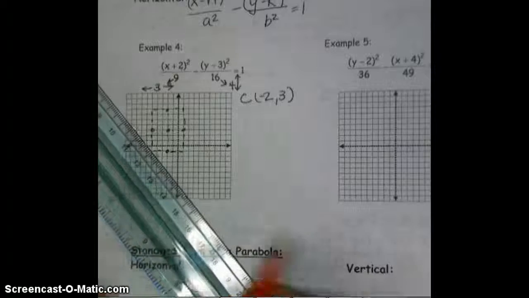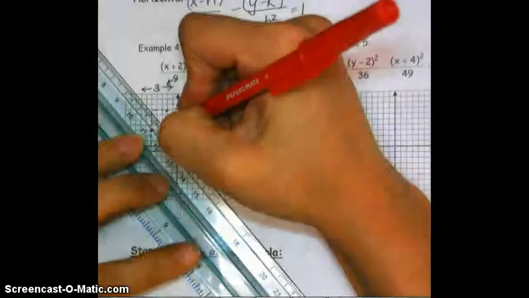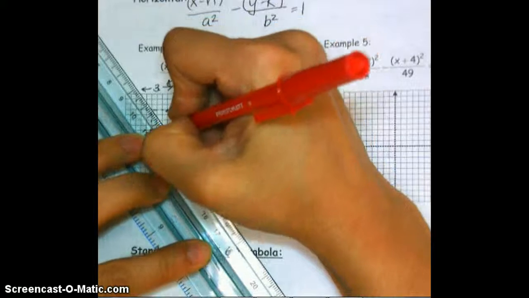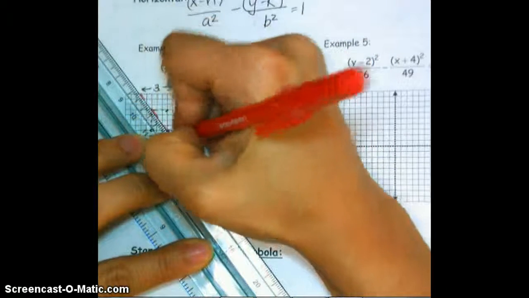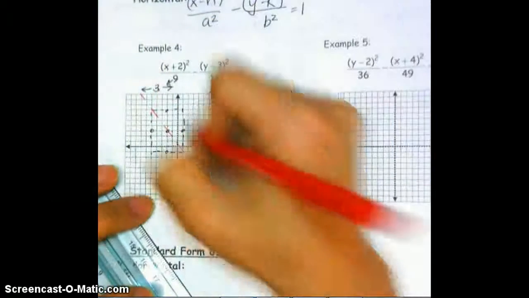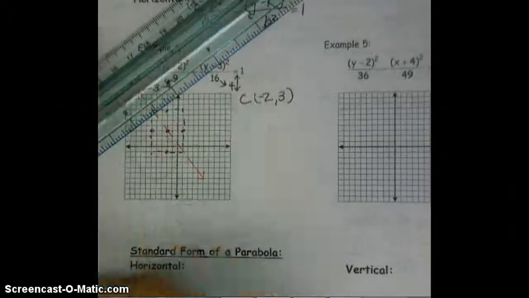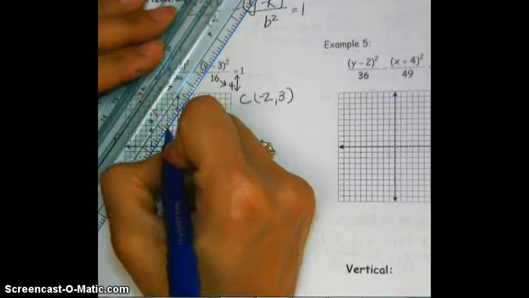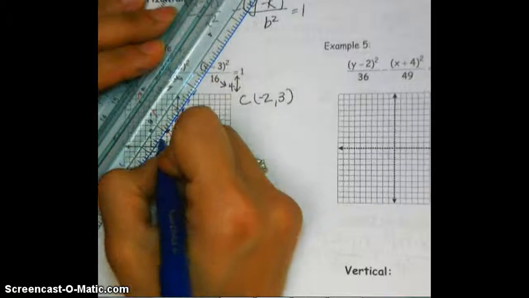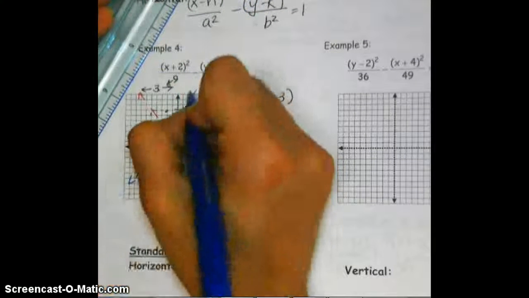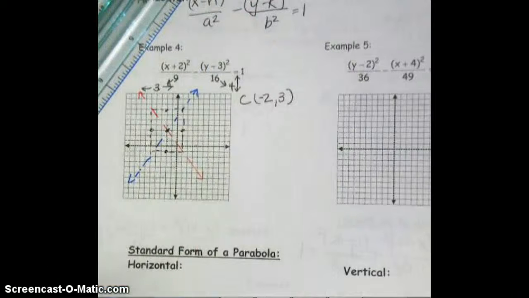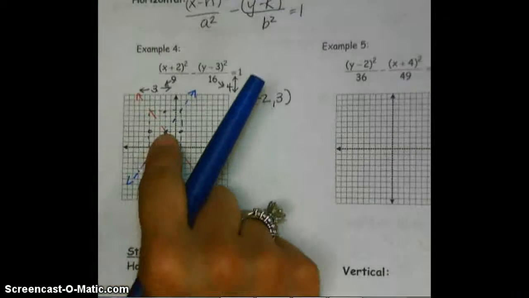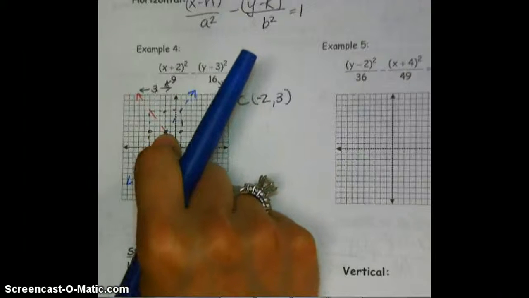Make sure that you are connecting center to your corner vertices there on your rectangle. So we should have a negative sloped asymptote, and we should have a positive sloped asymptote. Okay. So this center point that we've identified is not actually part of either of the curves of the hyperbola.